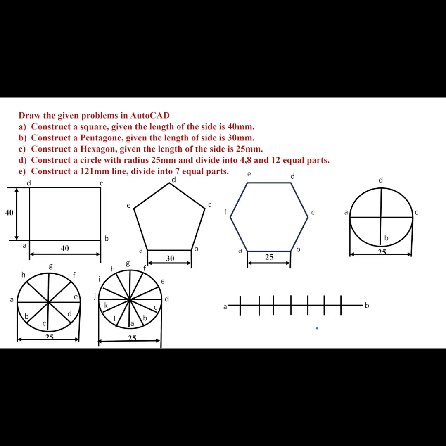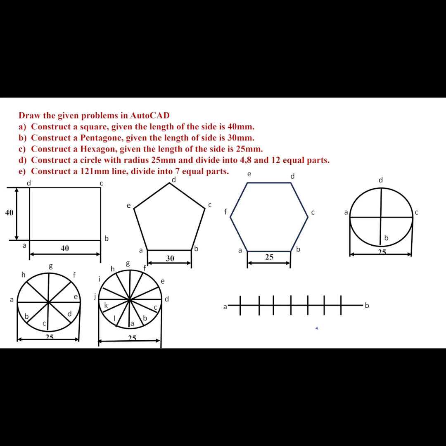Hi everyone. In today's class we are going to discuss different types of problems in AutoCAD: how to construct a square, pentagon, hexagon, how to draw a circle divided into 4 equal parts, 8 equal parts and 12 equal parts, and construct a line divided into 7 equal parts. Those are the problems we are going to discuss in today's class.